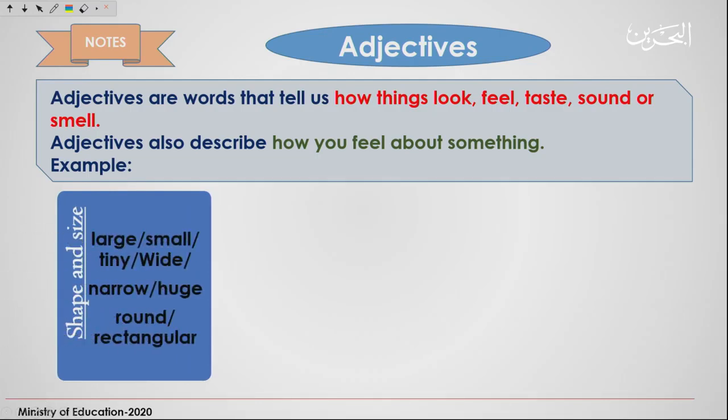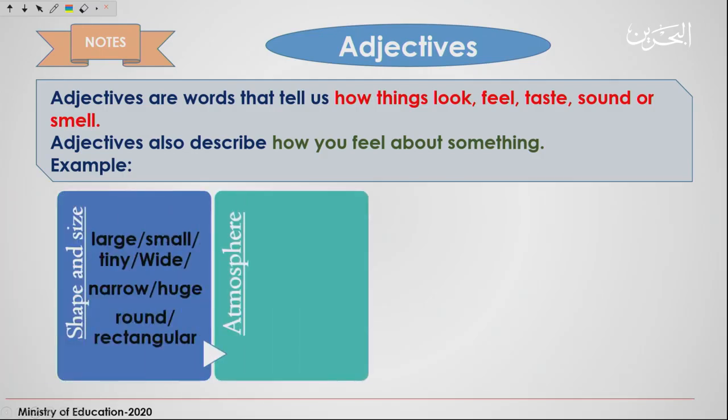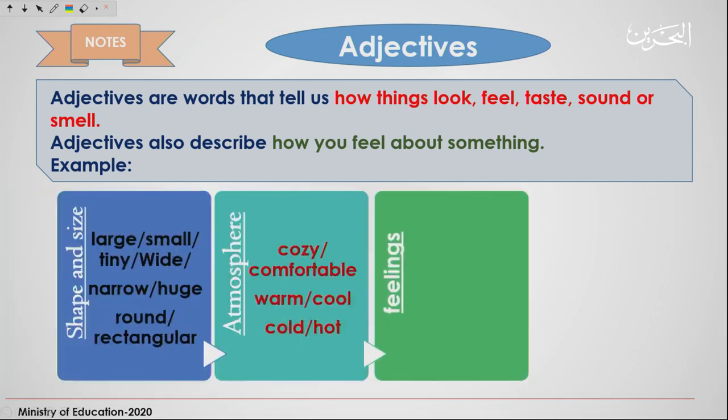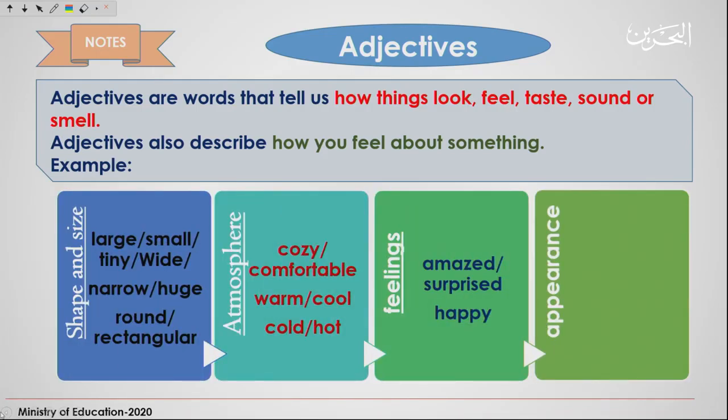when we talk about the shape and the size, we usually say it is a large place, or this is a very large place, a small place, tiny, wide, narrow, huge, round, rectangular, and so on. There are many other words that could be used. What about the atmosphere? What do we say? Cozy, comfortable, warm, cool, cold, hot. The feelings: amazed, surprised, happy, excited, and so on. The appearance: colorful, beautiful, unforgettable, unattractive.